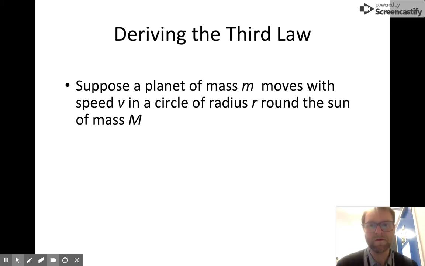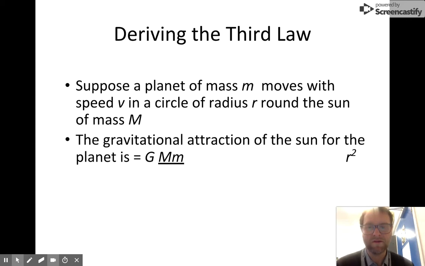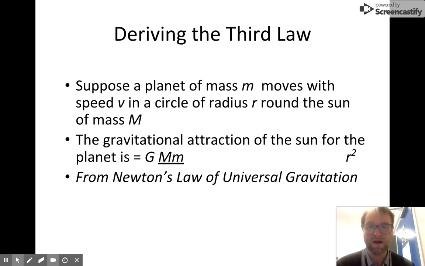So if we have to derive the third law, we suppose a planet of mass m moves around with speed v in a circular orbit of radius r around the sun of mass M. And in this case, the gravitational attraction of the sun is GMm over r squared. This comes from Newton's law of universal gravitation.